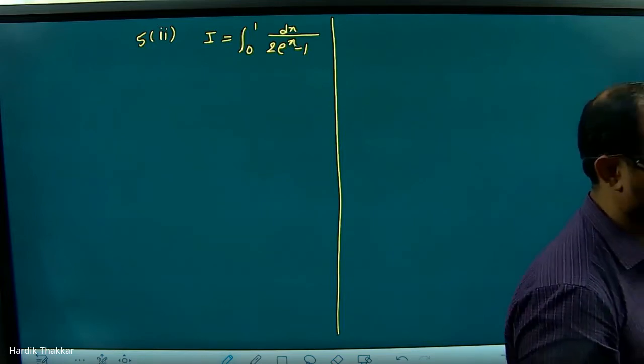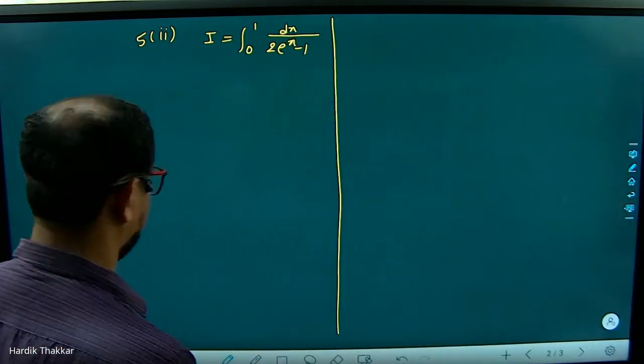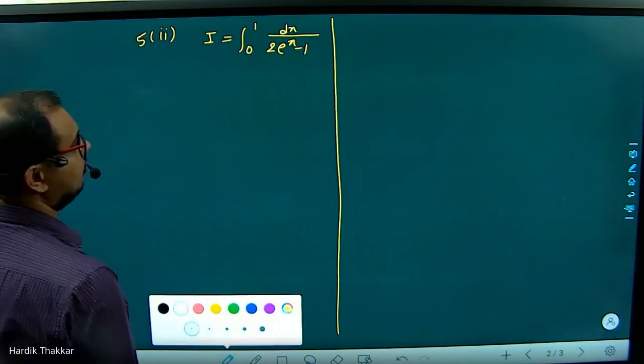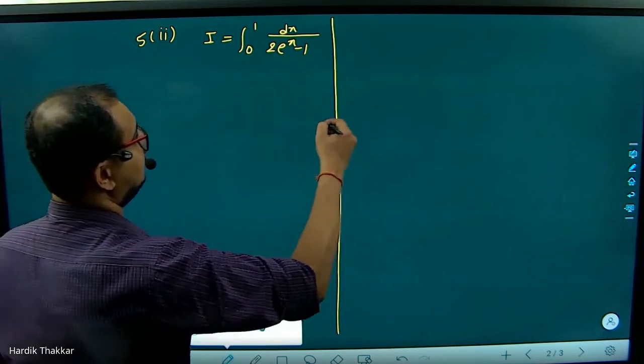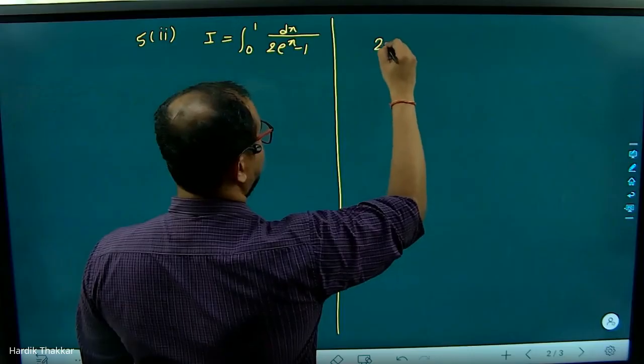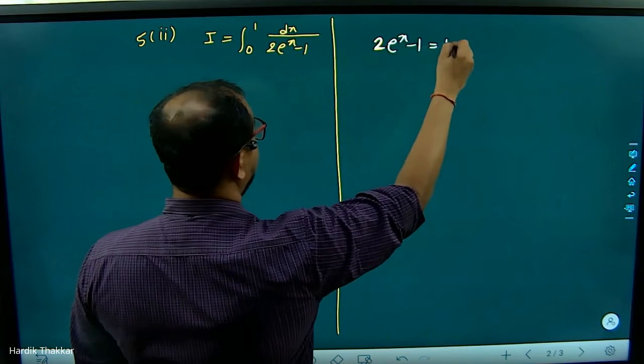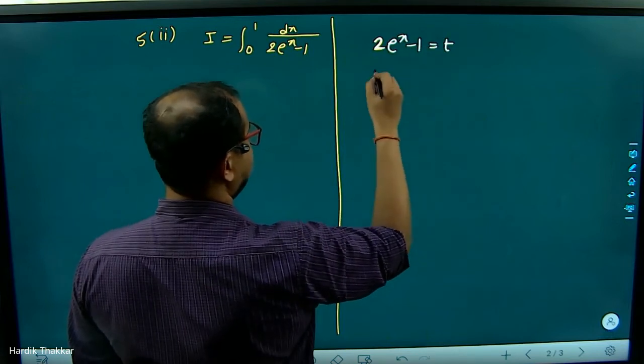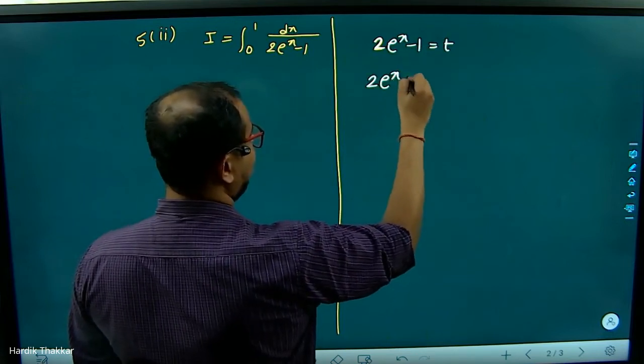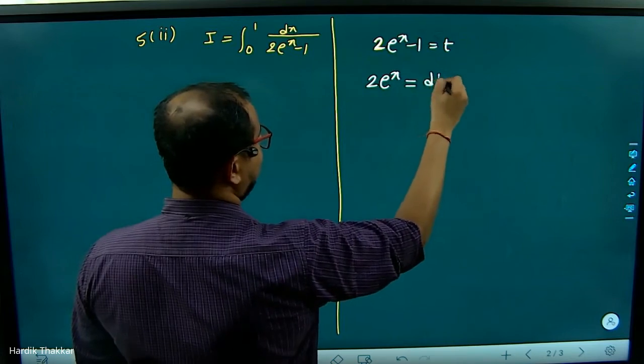Yes. So for this question, what we can do, we can simply take 2 e raised to power x minus 1 is equal to t. Further, if we differentiate, it will be 2 e raised to power x. In the right hand side, it will be dt by dx.